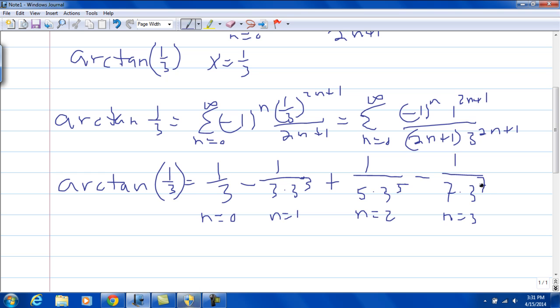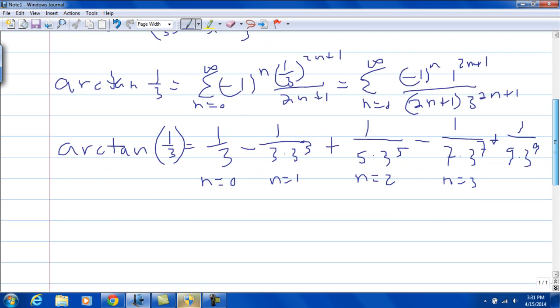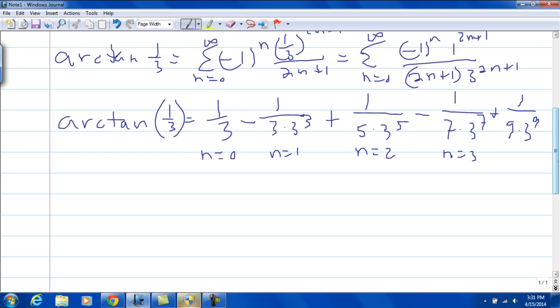See a pattern yet? So we have 3 times 3 to the 1, 3 times 3 to the 3, 5 times 3 to the 5, 7 times 3 to the 7th. So let's do the 3, that's the power, 5, that's the power. And the next one, of course, would be plus 1 over 9 times 3 to the 9th. That's our pattern. But the idea is we want to check and see which one of these fractions might be less than 0.001.